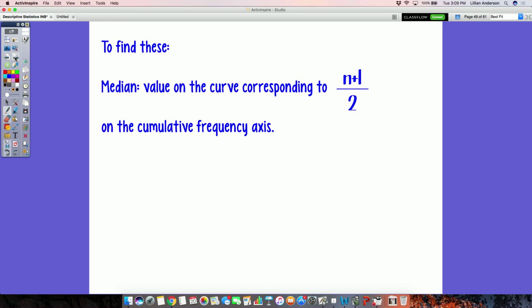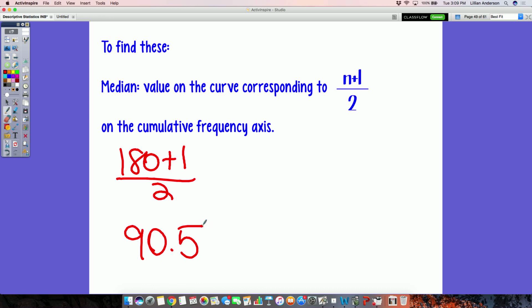Let's take our last example. What was the total frequency? 180. So we're going to do 180 plus 1, divide that by 2. 90.5. Is that my median? No. That tells you where to look on your curve to find your median.